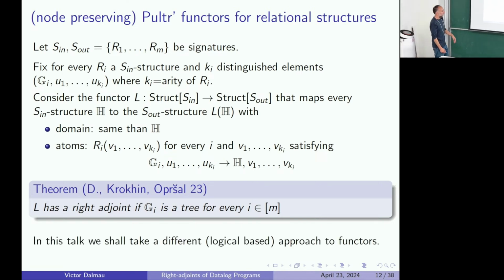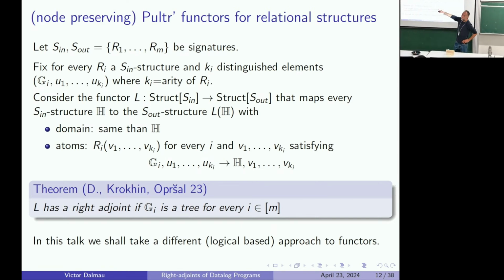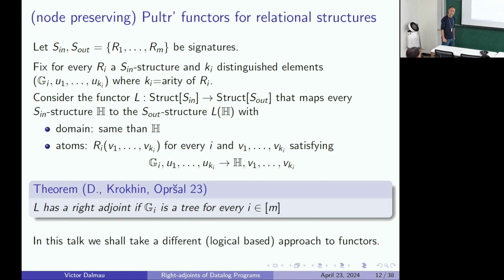Now, this is one paper, but I won't talk about this paper, because there is a much better language to work with this that goes via logic. What is a tree in this context? A tree is when you look at the incidence graph, as I mentioned before, and it doesn't have cycles. Is there an example which has a cycle that has a right adjoint? You can have it, because your graph might be homomorphically equivalent to something that is a tree.